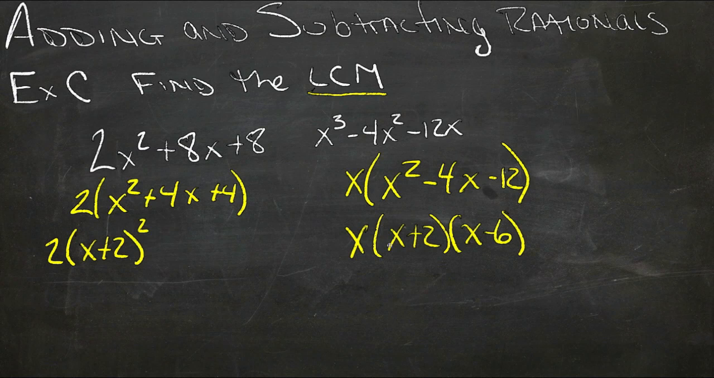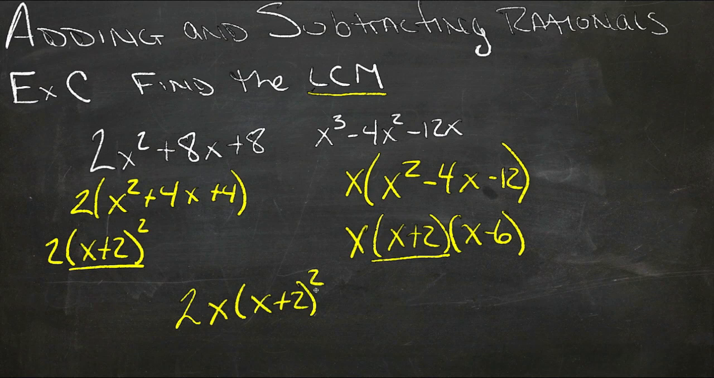And then the least common multiple of a polynomial expression pair is the highest power of each individual factor from both polynomials. So we have a 2 here, so our least common multiple is going to have a 2. And we have an x here, so it's going to have an x. This one has an (x plus 2) squared, and this one just has an (x plus 2). So the highest power is squared, so it's going to have an (x plus 2) squared. And then we have just an (x minus 6) over here, so an (x minus 6).